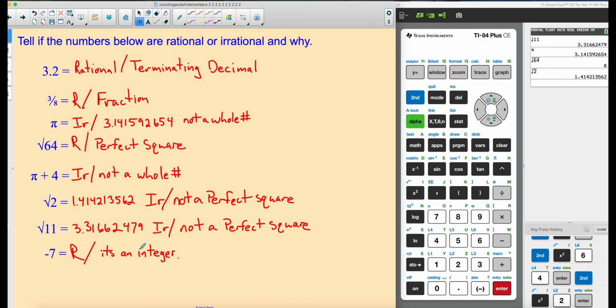And there you go, guys. All right. That is a very quick, basic intro to identifying rational and irrational numbers.